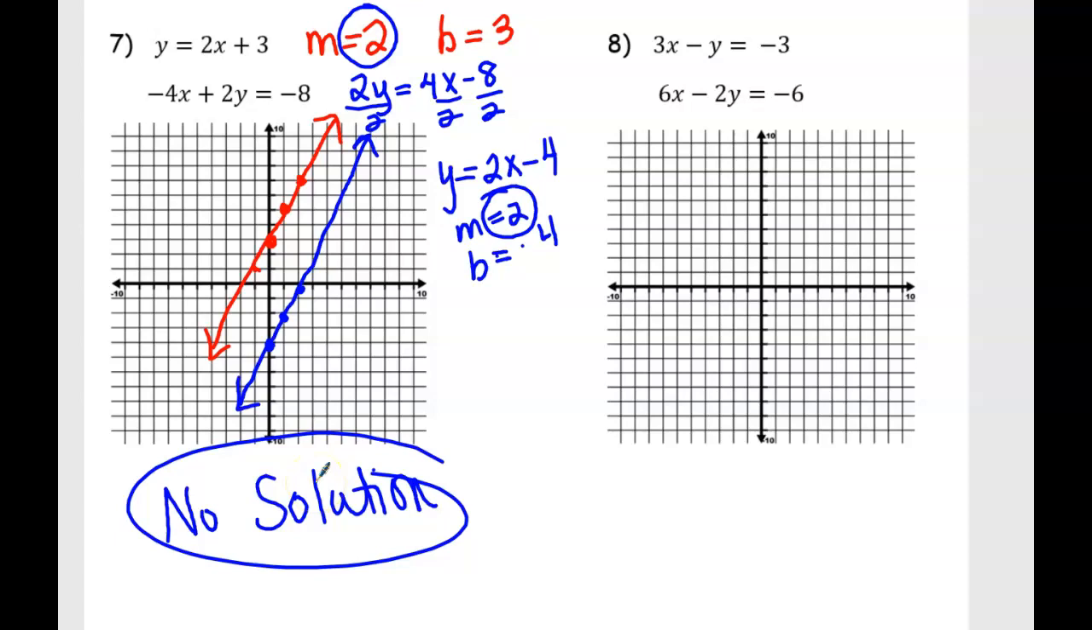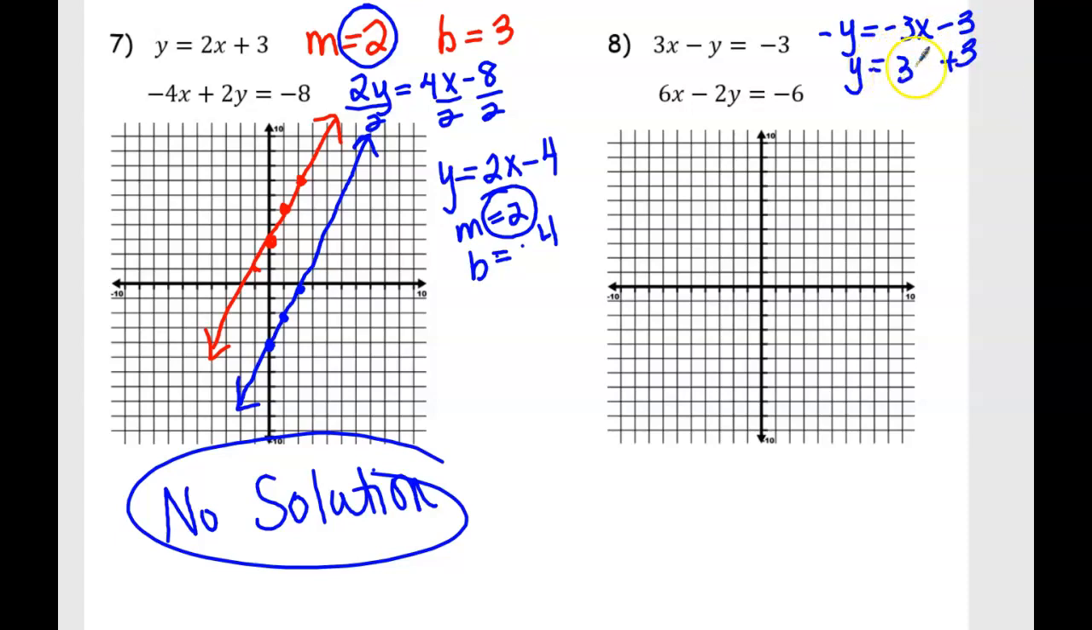Now, number 8, when we do number 8, we solve for y. We put it into slope-intercept form. We get negative y is negative 3x minus 3. When we divide by negative 1, we get y is 3x plus 3. Okay, so when we have y is equal to 3x plus 3, or actually negative 3, oops, let me see. Did I do that? That's 3x plus 3. Let me see what I did here. Yep, there it is. Okay, so I just want to make sure that that's positive.